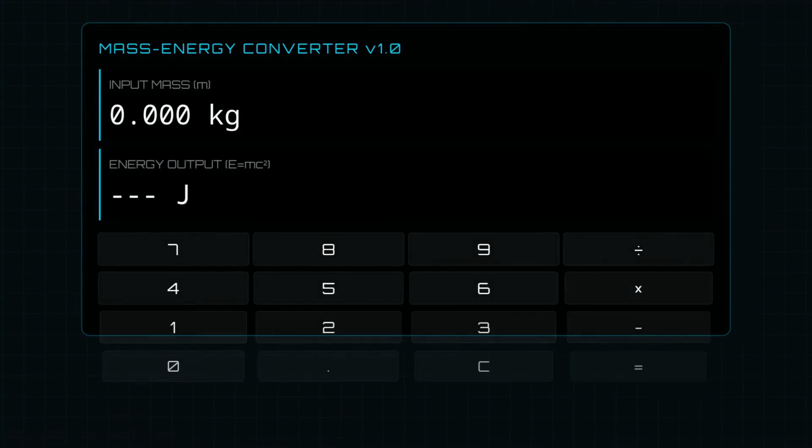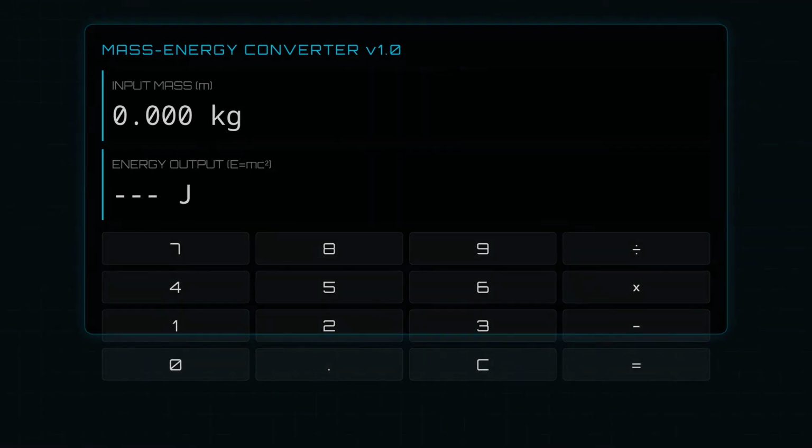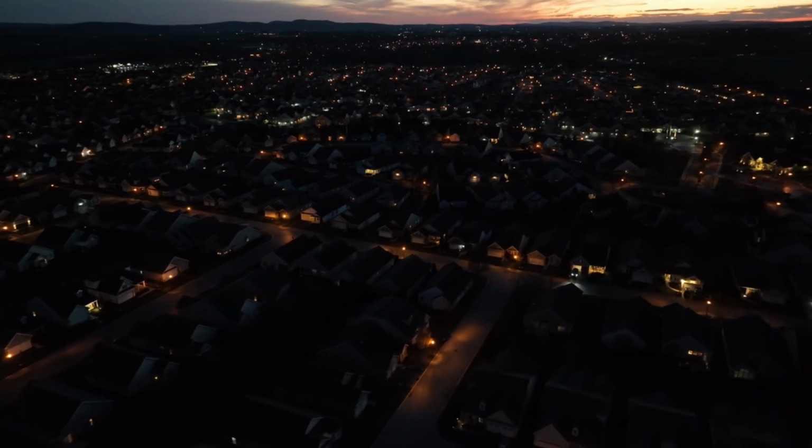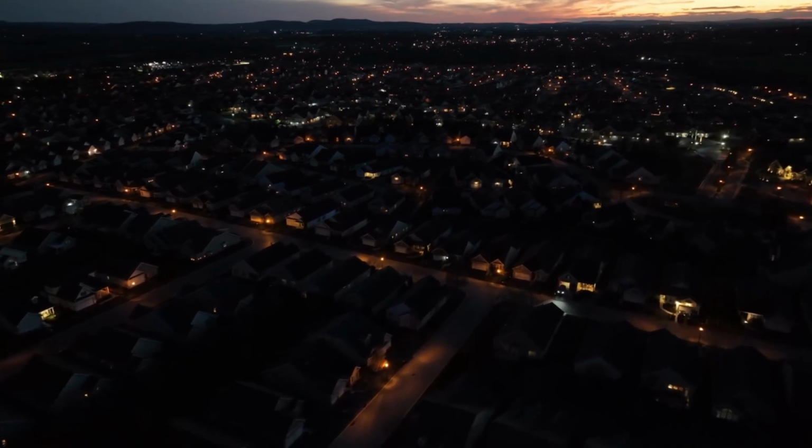Let's calculate a real example. A typical nuclear reactor converts 1 gram of uranium-235 per day through fission. Enter 0.001 kilograms in the mass field. The calculator shows this equals 9 times 10^13 joules. That's 90 trillion joules, enough energy to power 30,000 homes for a full day.